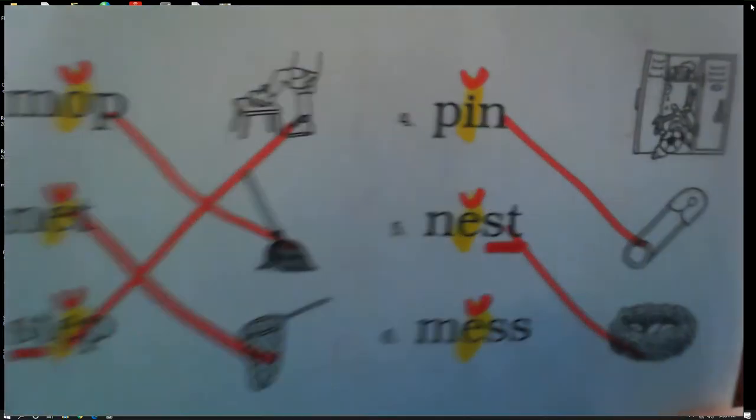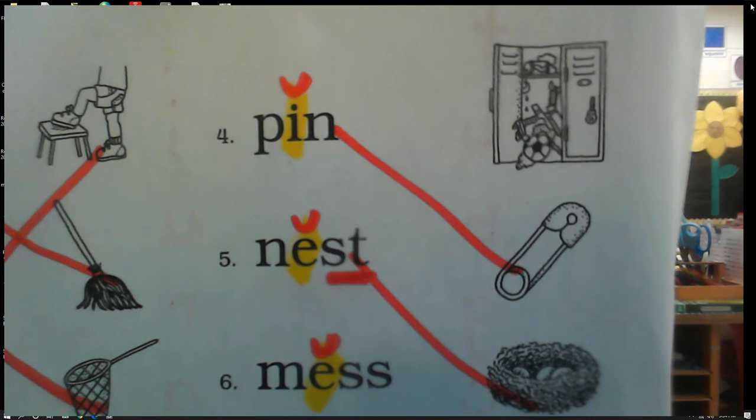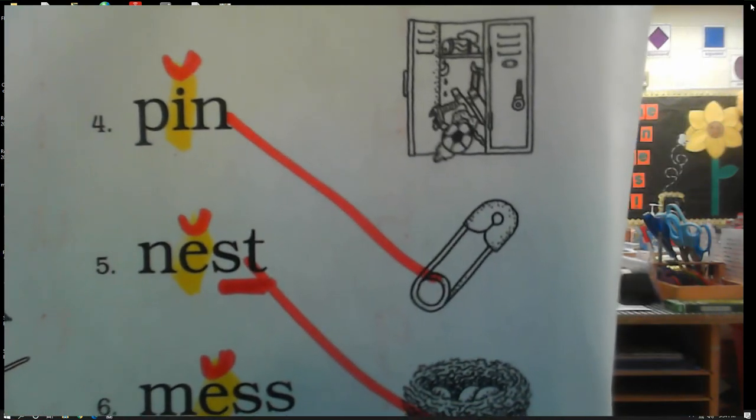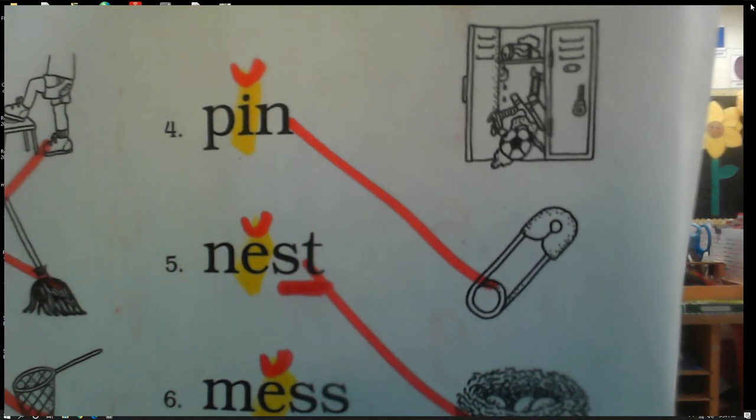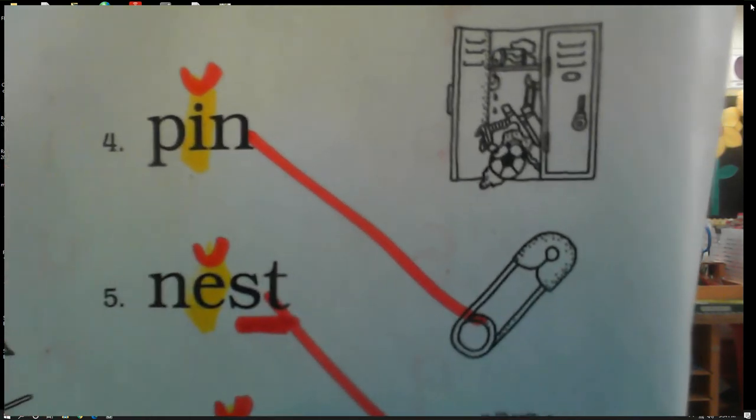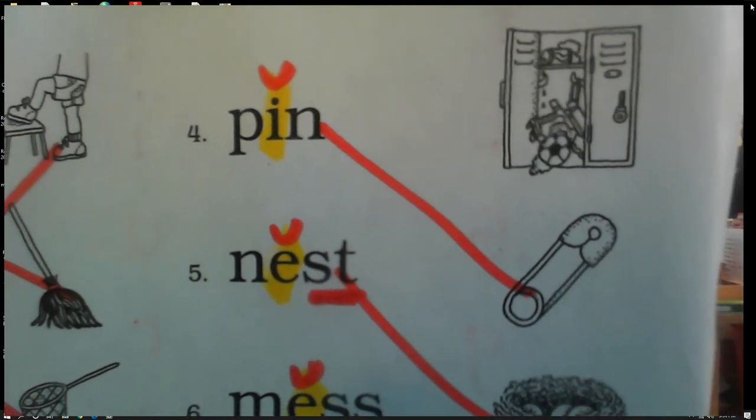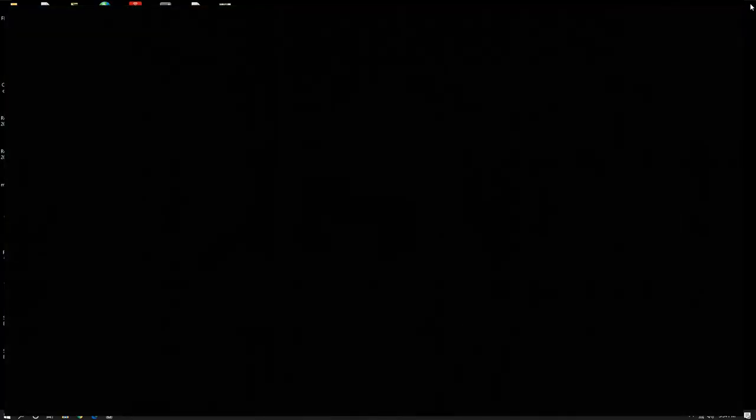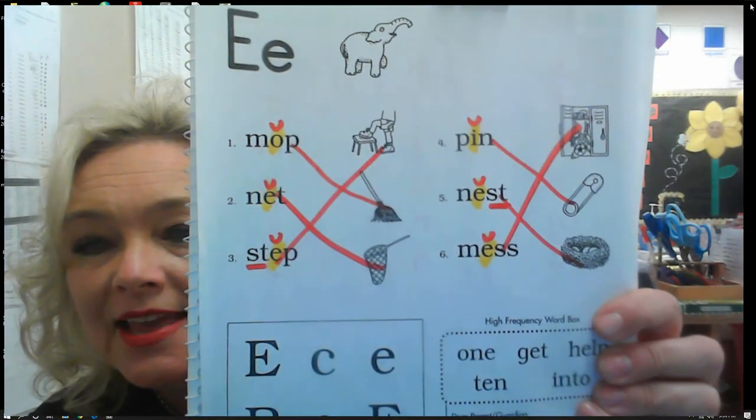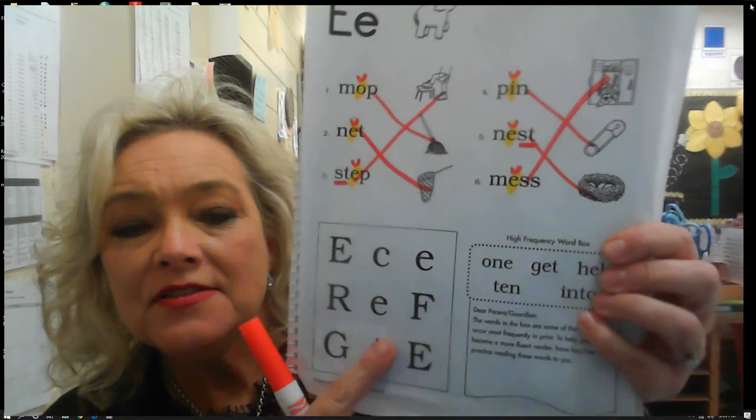Mess. And I want you to see this mess in this closet. Well, it's actually a locker. Look at that. Nothing's folded up. It's almost falling out. It is a mess. Draw a line from the word mess to the mess in that locker. Okay. Now, down here in this box, I want you to circle all of the E's.